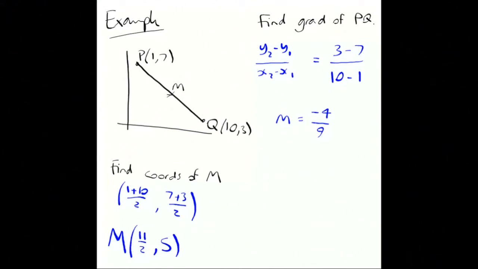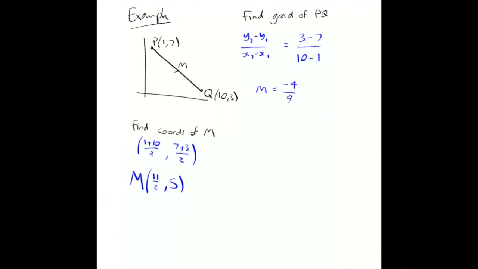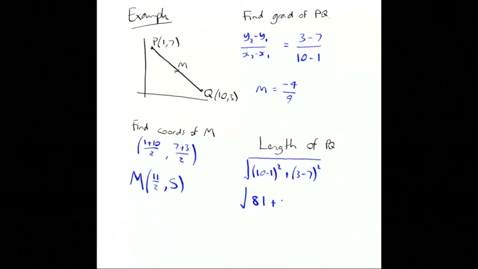The last idea I want to pull out of this is to find the length of the line PQ. Remember, to find the length of the line PQ, we're just going to use Pythagoras' theorem. We consider y2 minus y1 and x2 minus x1, but we've already worked these numbers out in finding the gradient. So we know that 10 take away 1 is 9, and we know that 3 take away 7 is minus 4. Remember that a negative squared, the minus times the minus, is just a plus. That gives us 9 squared, which is 81, plus minus 4 squared, which is positive 16. So that tells us we've got the square root of 97.